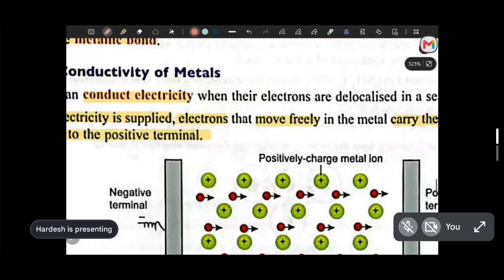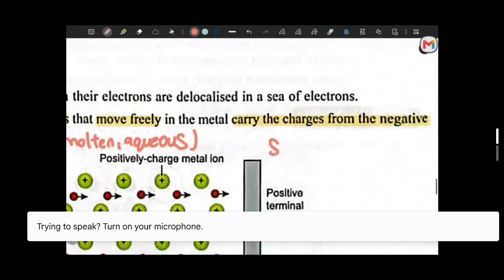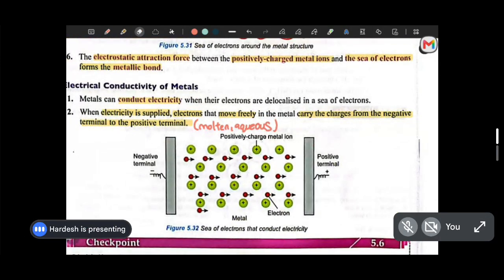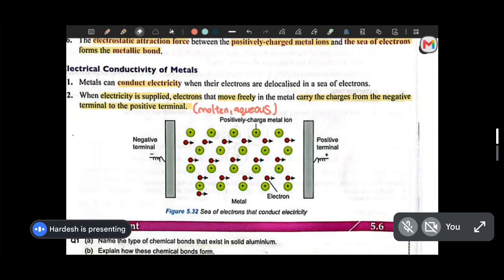Only in 2 states of matter, molten and aqueous. Solid cannot. Only molten form and aqueous form can. Aqueous means what? Your metal is in water. Like how you have copper solution, copper sulfate solution dissolved in water like that.